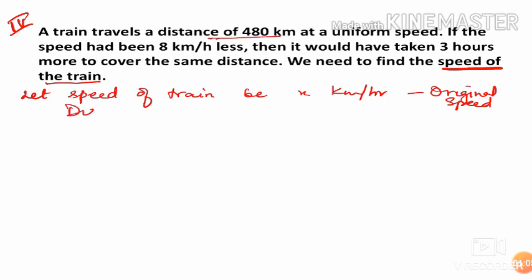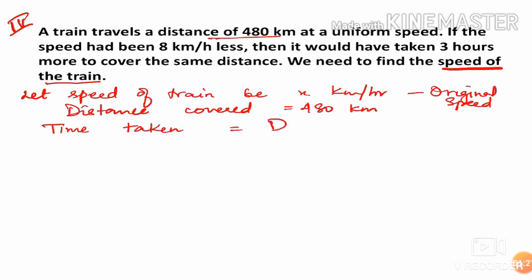The distance covered is 480 kilometers. So now we can find the time. That will be distance upon speed, which is 480 divided by x hours. So this is the original time. Let's represent this time by To.